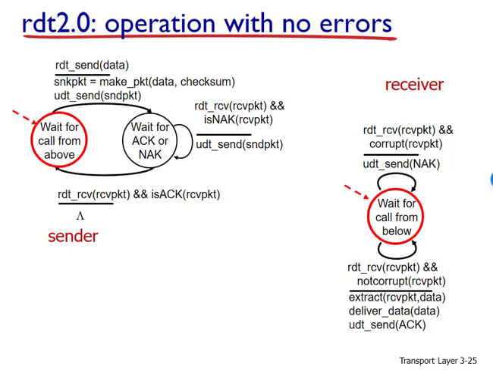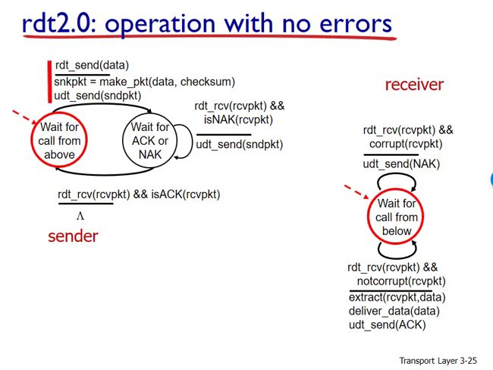As we can see from this image on the screen, both the sending and receiving sides are waiting for a call. The sending side is waiting for a call from above, from the application layer, and the receiving side is waiting for a call from below, which would be the next level down layer, the network layer.